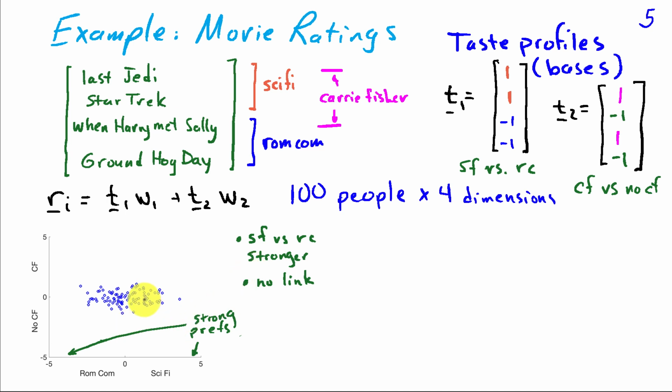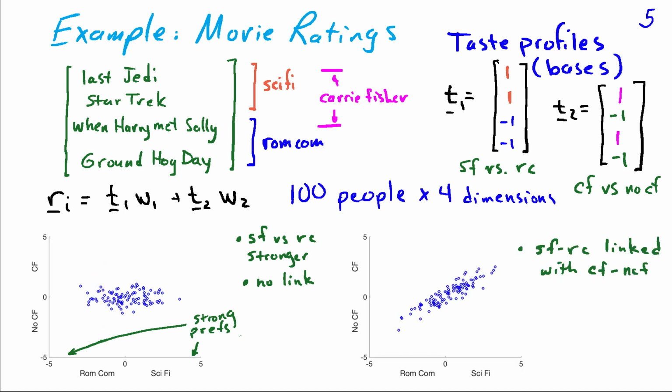The other thing is that there are no obvious trends in this data other than the one we just mentioned. So it's not like there's a link that people who generally prefer sci-fi also generally prefer Carrie Fisher movies. If people like sci-fi, it doesn't really tell us much at all about whether or not they like Carrie Fisher movies. Or if they like romantic comedies, it doesn't tell us much either about whether they prefer Carrie Fisher or non-Carrie Fisher movies.